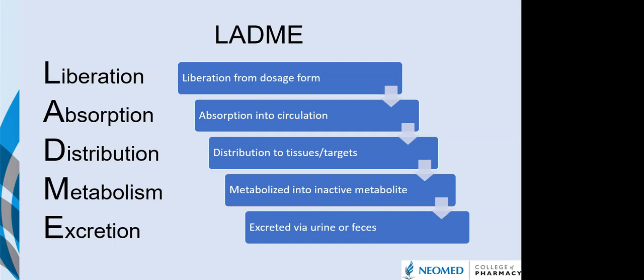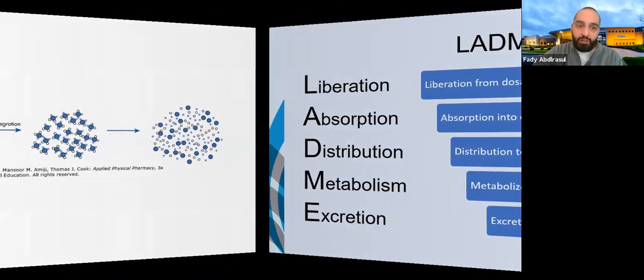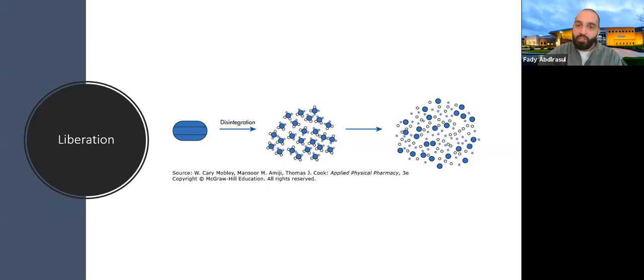It then needs to be absorbed, and that usually happens in the small intestine. And we'll get into each one of these in a little more detail in a second. Distribution, so that goes into the bloodstream and it goes to the tissues and target sites that we want it to go to. Metabolism, again, so you have to inactivate or deactivate the drug itself, and then you need to get it out of your body, right? So once it's inactivated, we need to get it out. We don't want it roaming around in your body, so we need to excrete it as well. So again, I'll talk about it in a second. So liberation, again, disintegration, mostly in the stomach.